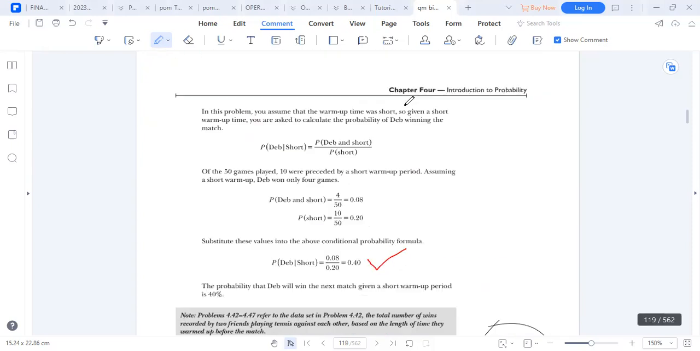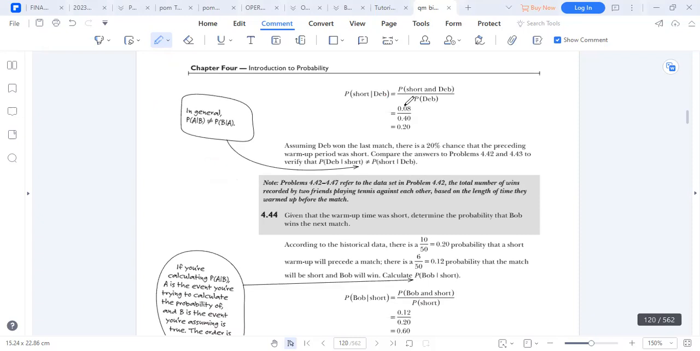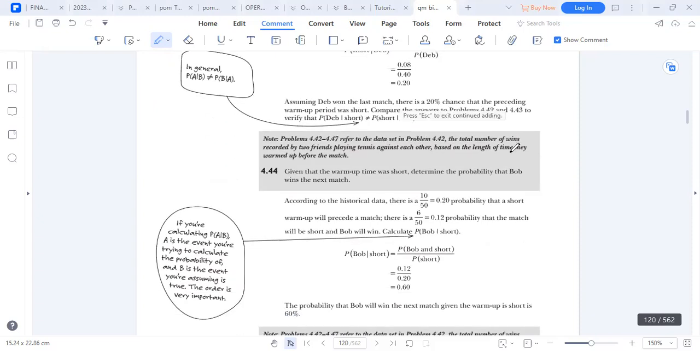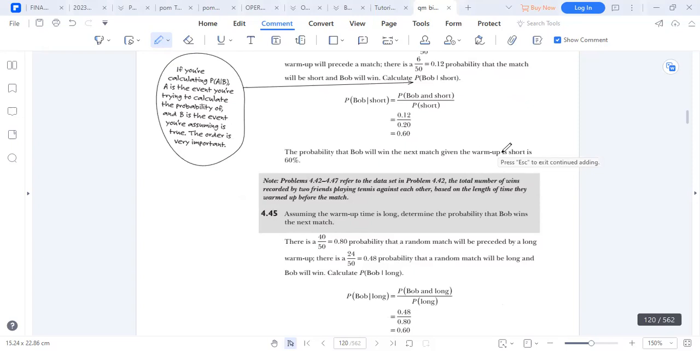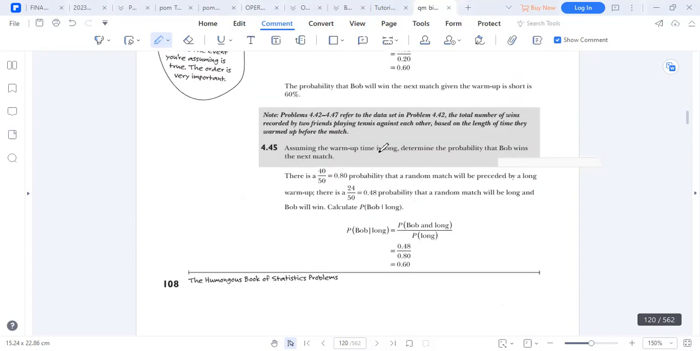All right, so let's look at the following questions. We're being asked, assuming the warm-up was long, what's the probability that Bob wins? Where the word is assuming, the event which is assumed comes down. Assuming long, find Bob. If you had the word if, if the warm-up was long, find Bob. So you need to understand the grammar behind it.